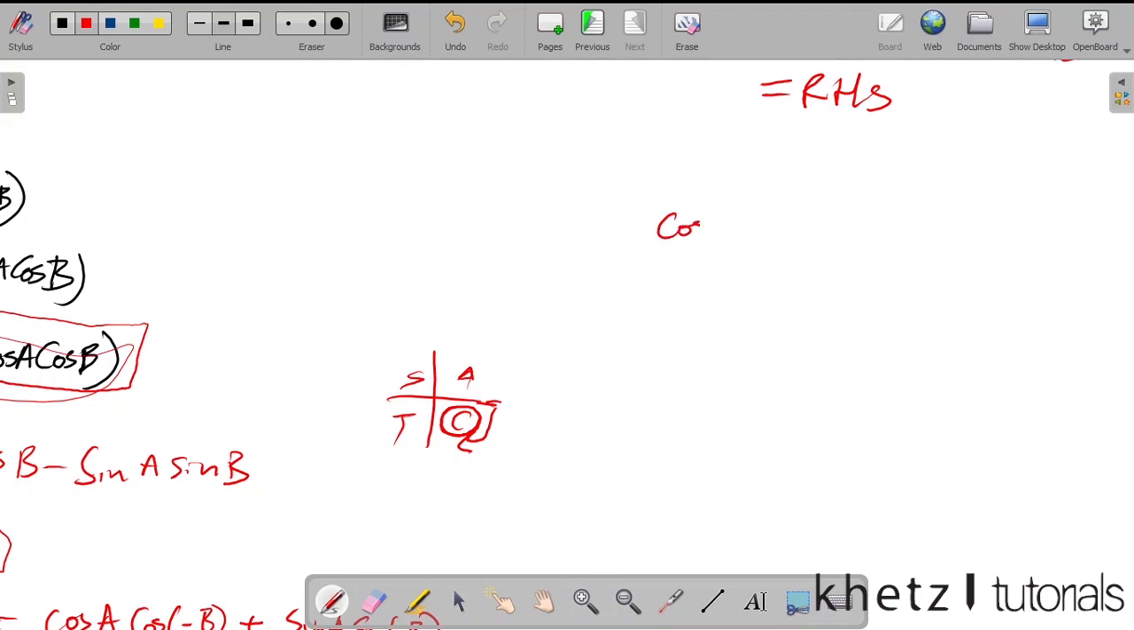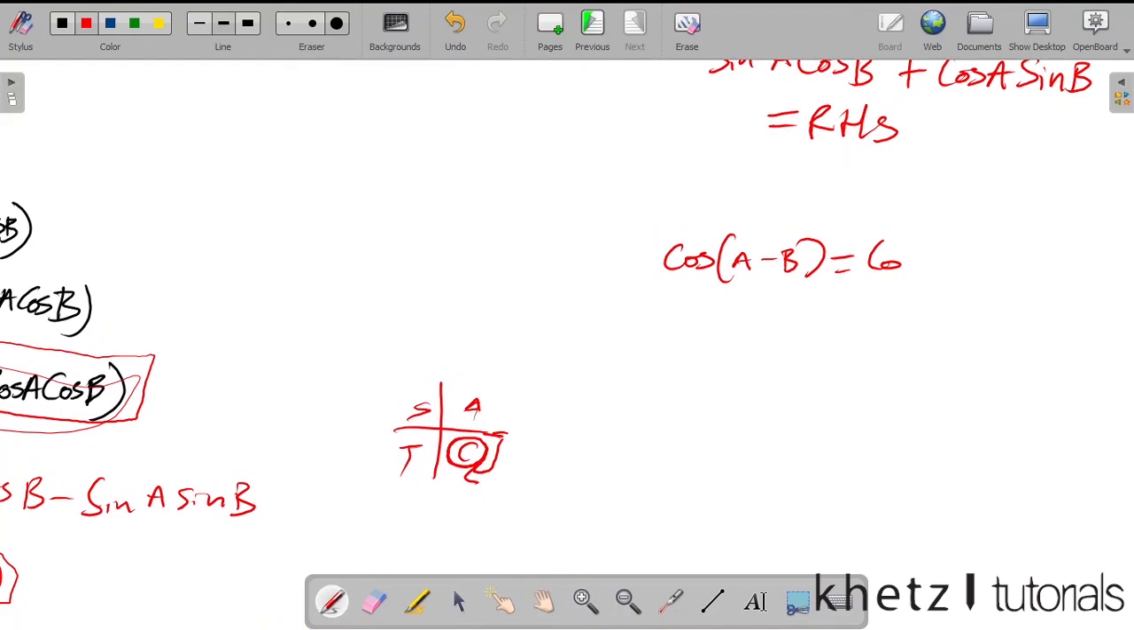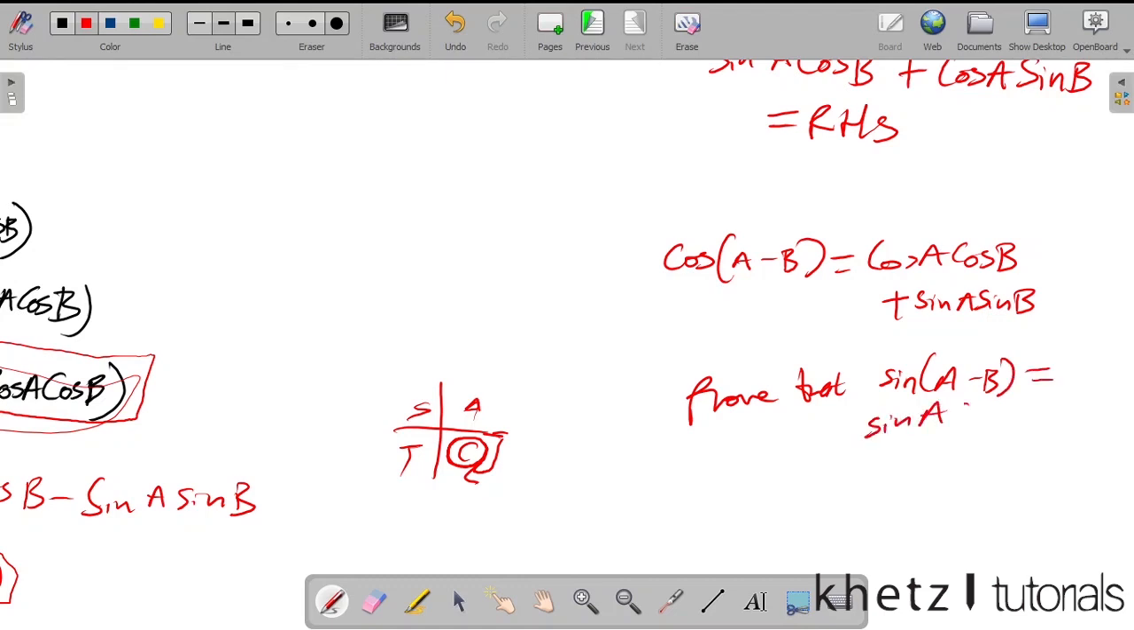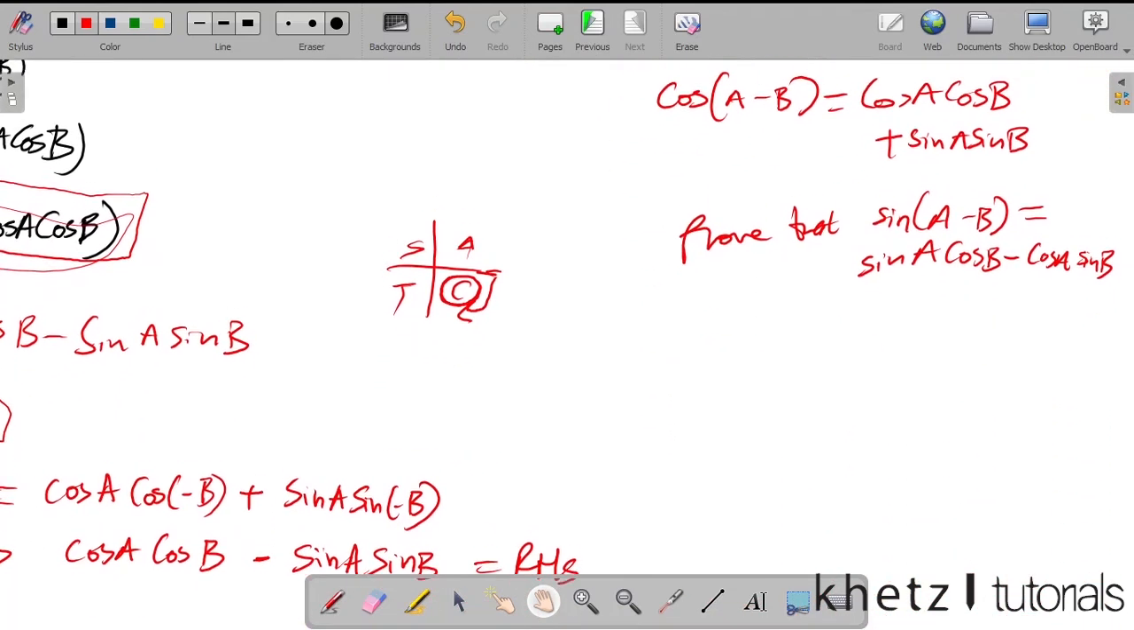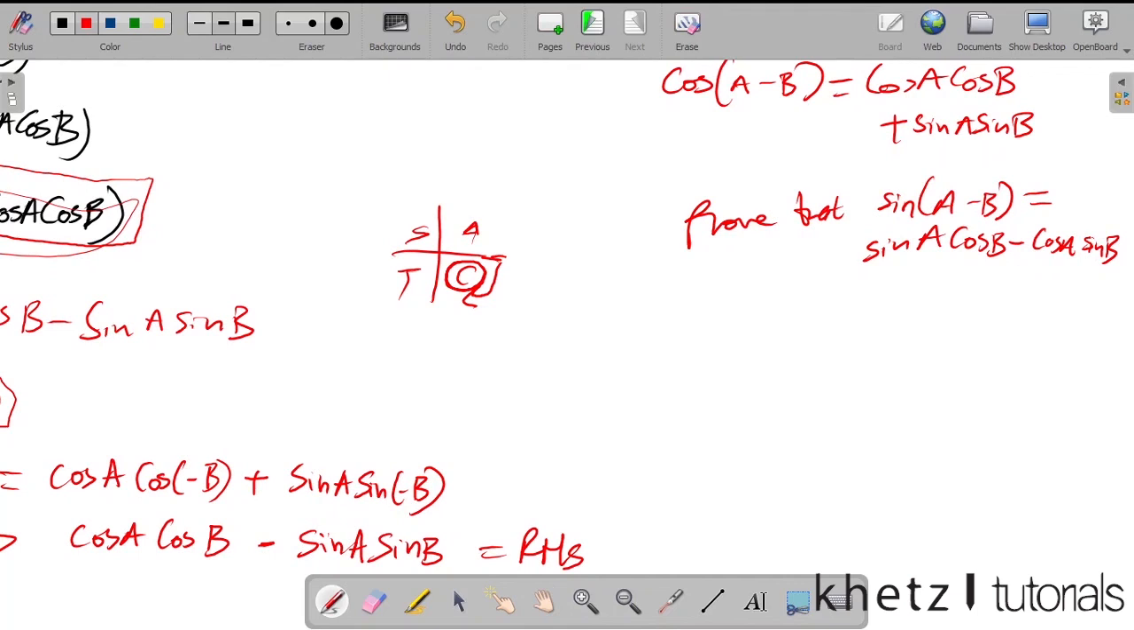You're going to use the same statement, cosine of A subtract B is equal to cosine of A, cosine of B, plus sine of A, sine of B, to prove that sine of A subtract B is equal to sine of A, cosine of B subtract cosine of A, sine of B. So that's what we want to prove right now, and we're using the same statement which we proved previously.